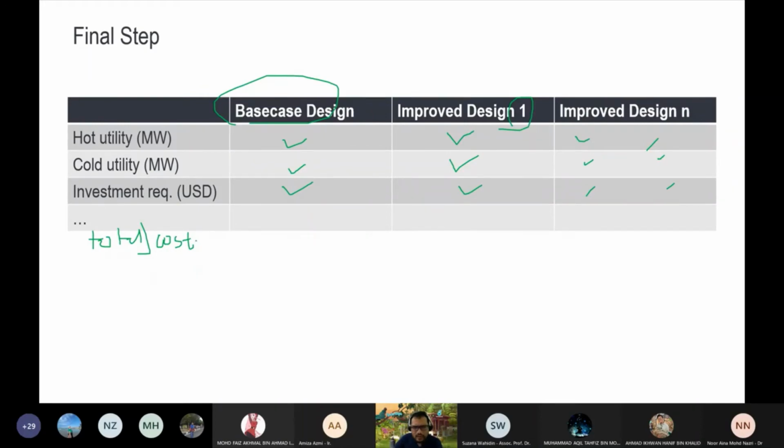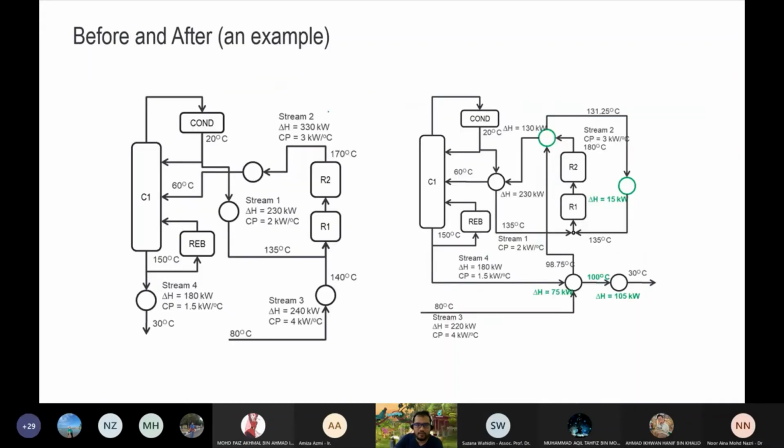It has these cost functions, and then from here you can see, for example, this is A, this is B, and this is C, and B is the smallest one. So you pick design 1, for example.